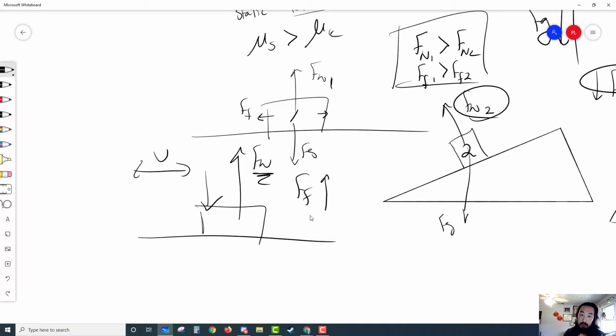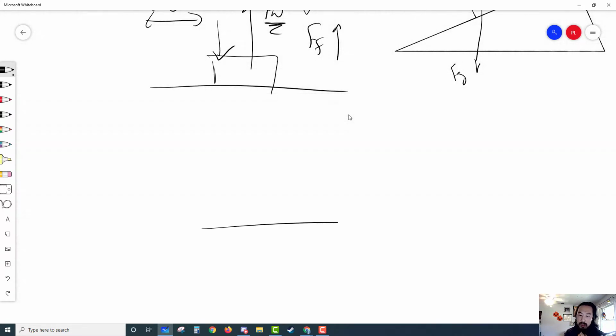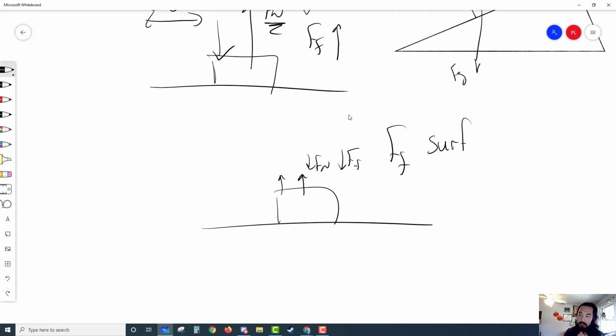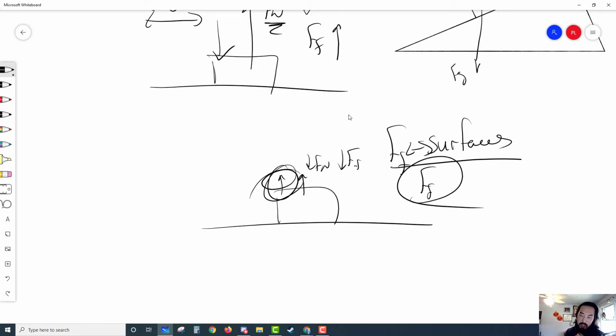Reverse scenario: instead of pushing down on the box, let's say you lift up the box ever so slightly. If you lift up the box ever so slightly, your normal force decreases, and if your normal force decreases, your force of friction decreases. This should make sense because the force of friction relies on surfaces. If you are lifting the object off of the surface, they're not interacting, and if they're not interacting, you can't have a force of friction.